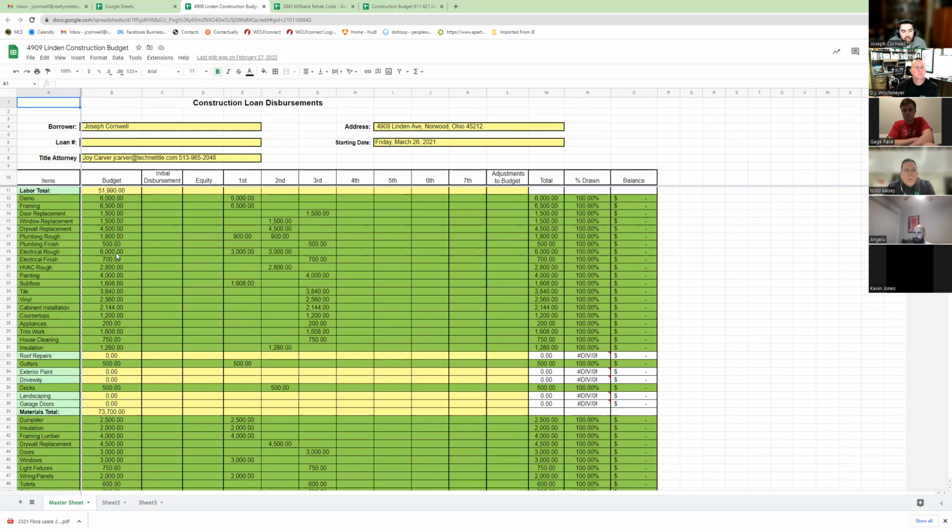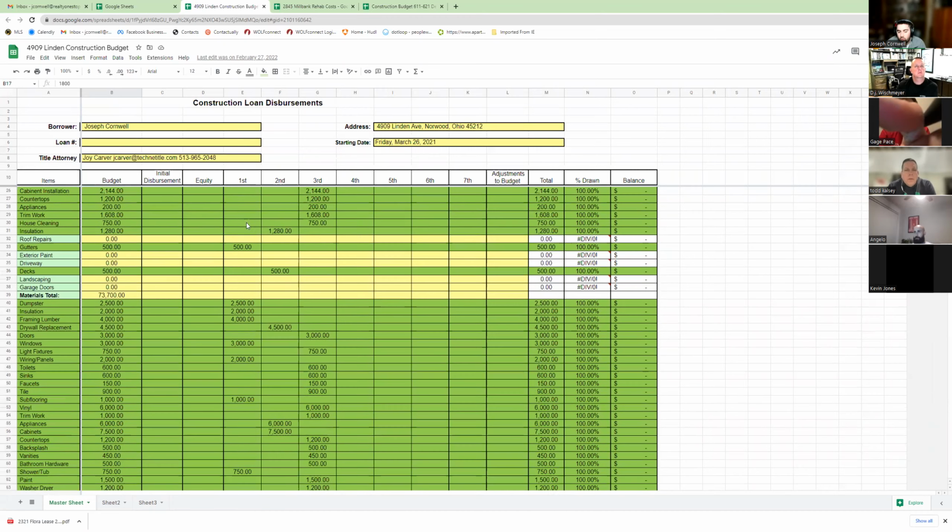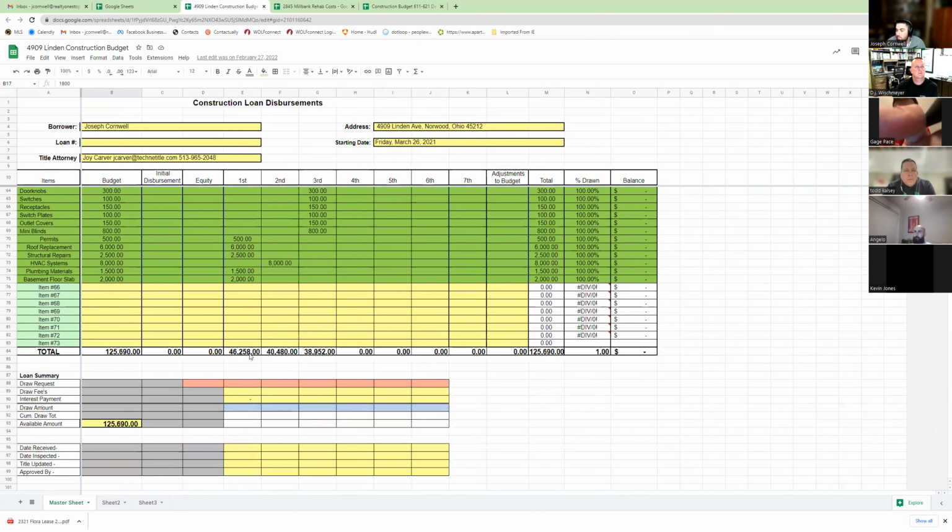So the idea on here is to come up with line item cost, depending on what your project's going to be. Obviously, that's pretty self-explanatory. And as you go through your project in phases, you're going to get draws. So these first, second, third, these are the draws that are being reimbursed to me from the bank. So 46, 40, 38. Okay. And then on each of these, you pay an inspection and draw fee to get your money back.